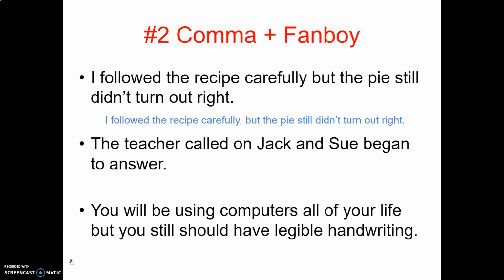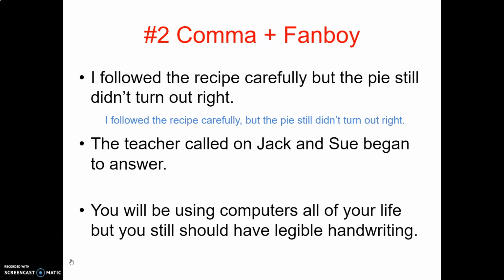If you're just joining 2 words, like Jess and Jim, they're just 2 words. You don't need the comma. The conjunction is enough. But if it's two independent clauses, you need that comma plus the fanboy plus the conjunction.